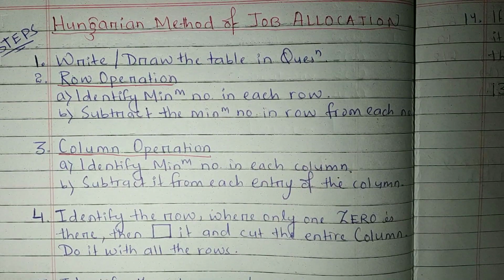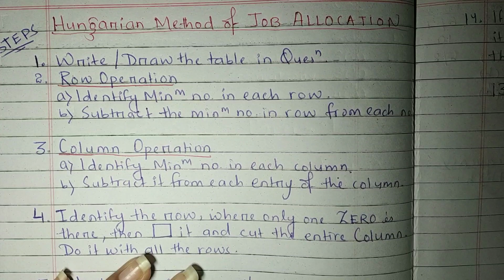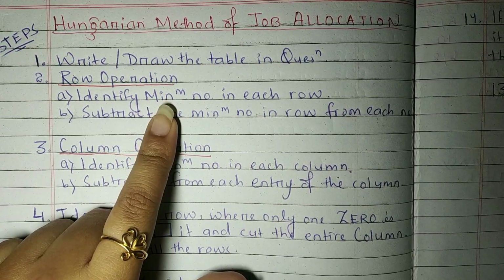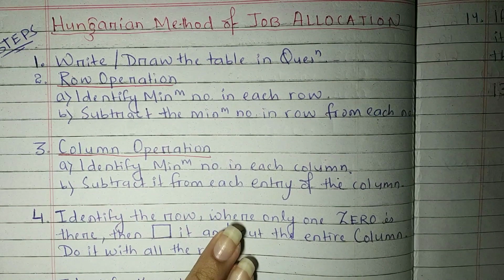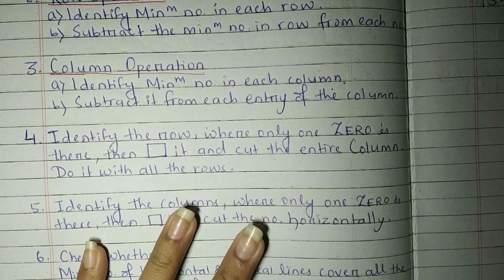each number. Okay? You have found out what the minimum number is. After that, the minimum number, let's say 2, you have to subtract 2 from all the numbers in that row. Understood? Third step is column operation.